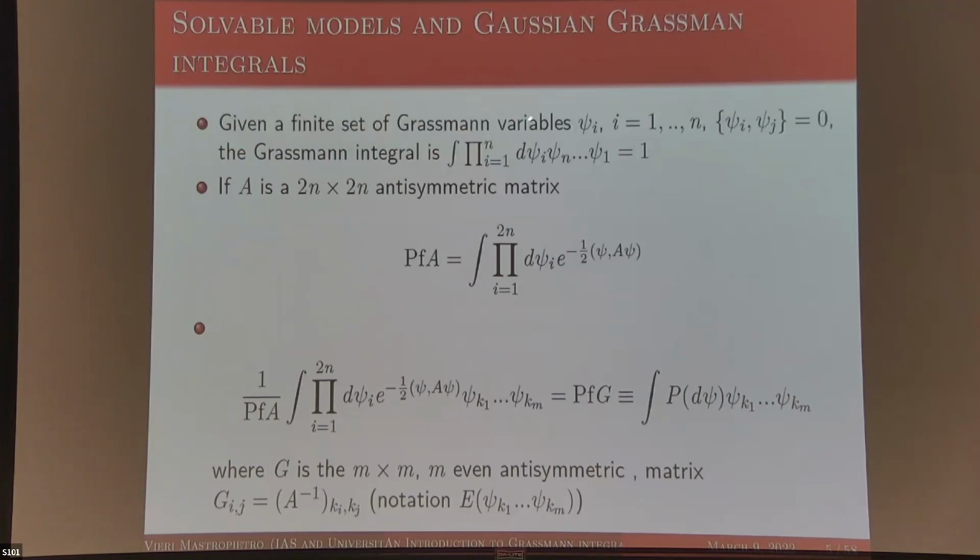Given a finite set of Grassmann variables, which are anti-commutative, the Grassmann integral is simply this. It's 1 only if you have each variable exactly once, up to permutation. Otherwise it will be 0, because you will have two of the same or fewer. So this is the definition: the Grassmann integral of the product from 1 to n, psi n, psi 1. That's it. You see immediately that if you apply this definition, then the Pfaffian is exactly given by this formula.